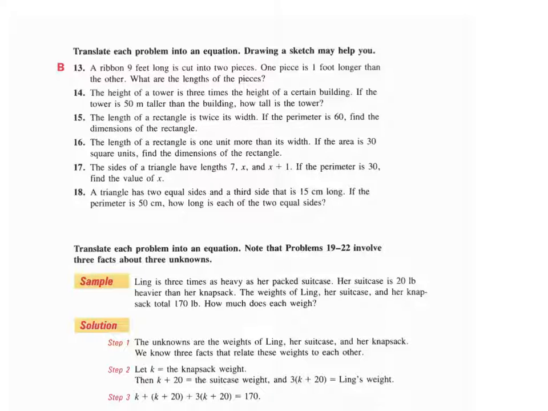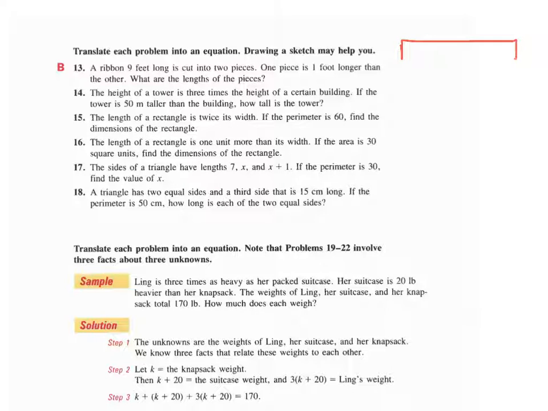So here it says a ribbon 9 feet long is cut into 2 pieces. One piece is 1 foot longer than the other. What are the lengths of the 2 pieces? Now, if you don't need a picture, we could just translate this as we read it. But let's go ahead.